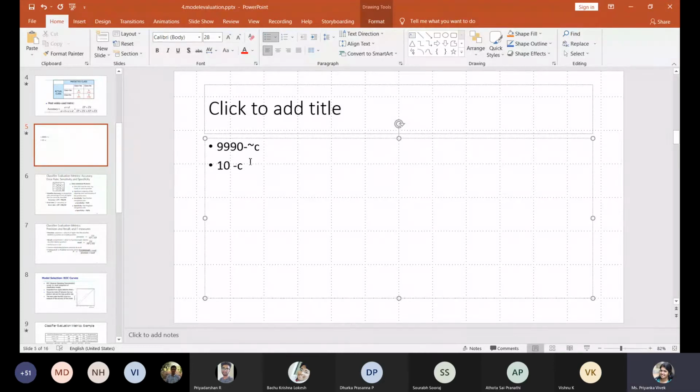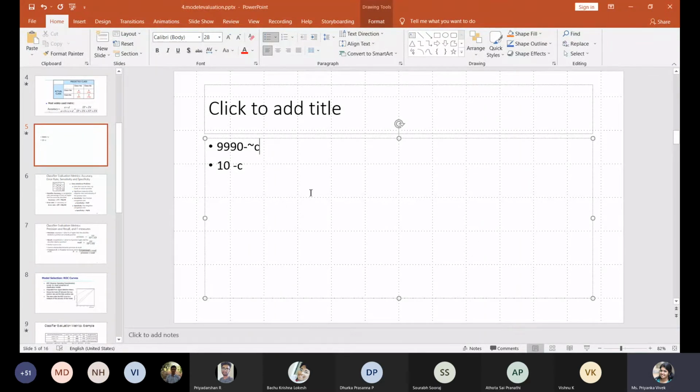If this is the case in our data sample, it is highly imbalanced. We have two classes here. No cancer is 9990, and we have only 10 where the patients have cancer. So if one class has a lot of data and the other class is the minority, we say there is an imbalance.